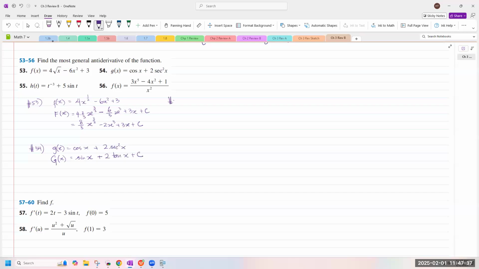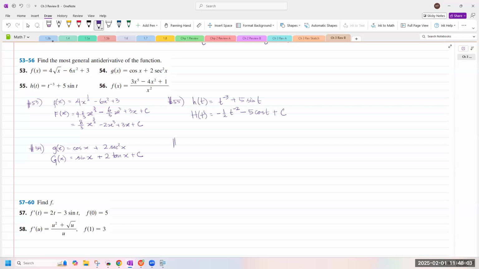Number 55. h(t) equals t to the negative 3 plus 5 sine t. The antiderivative will be negative 1/2 t to the negative 2 minus 5 cosine t plus constant.